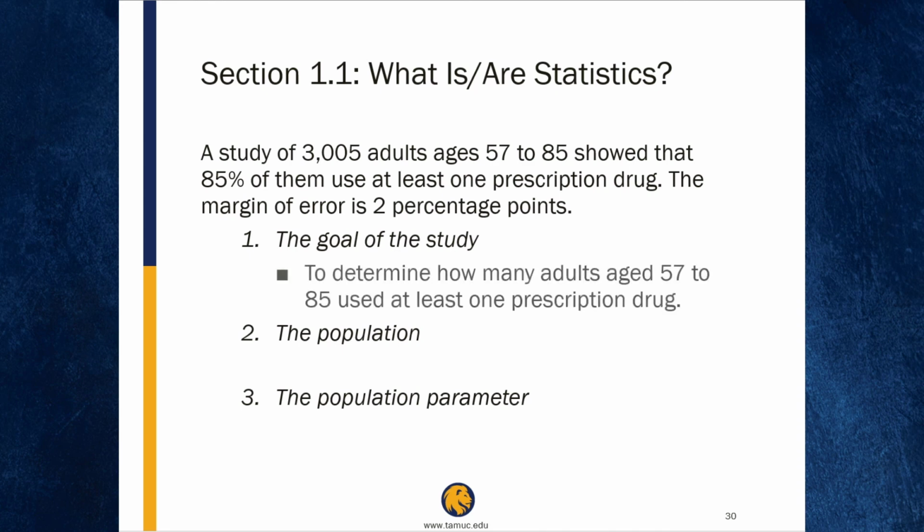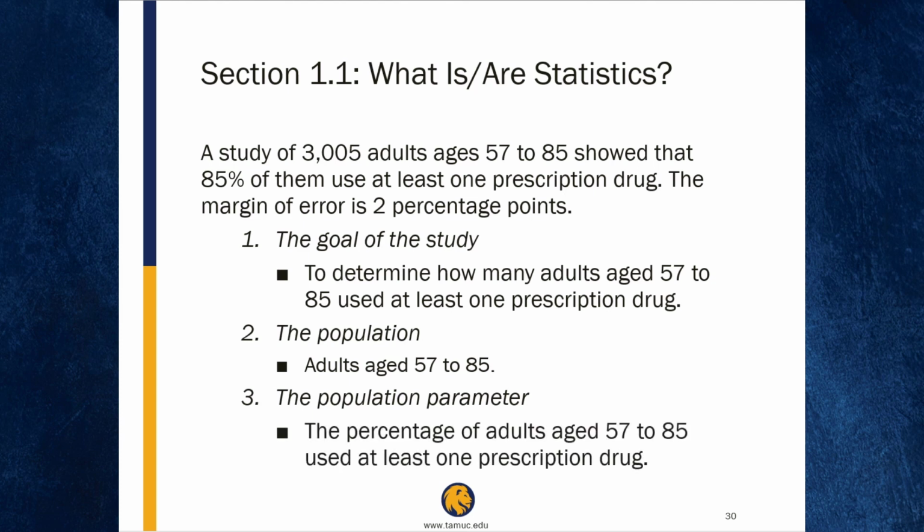So the goal of the study was to determine how many adults aged 57 to 85 used at least one prescription drug. You might word it slightly different, but that's the basic idea here. The population are adults aged 57 to 85. Those are the group that they wanted to know about. The population parameter is the percentage of those adults in the population aged 57 to 85 who used at least one prescription drug.